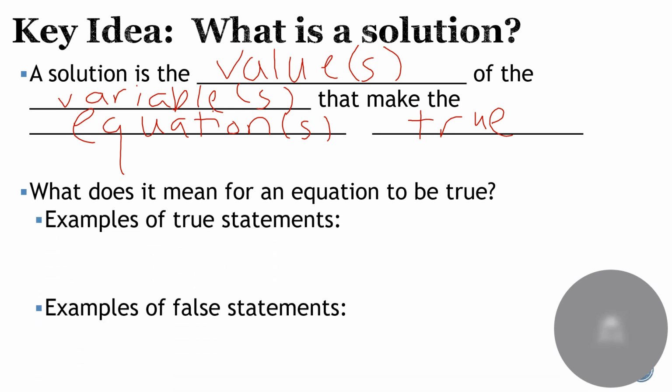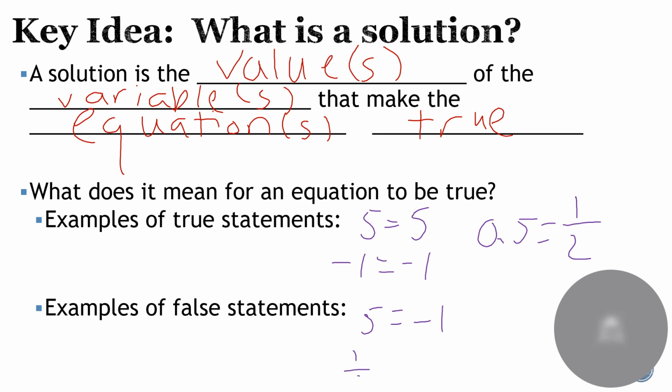So examples of true statements in math would be something like 5 is equal to 5. Okay, that is a true statement. 5 is equal to 5. It would work for negative numbers. So say -1 is equal to -1, or for decimals and fractions. Okay, you could even say 0.5 is equal to 1/2. And what it would mean is that the value on the left is indeed equal to the value on the right hand side of the equal sign. Opposite of true is false. So false statements could be something like 5 is equal to -1, or 1/2 is equal to 0. Okay, we would call those false statements.